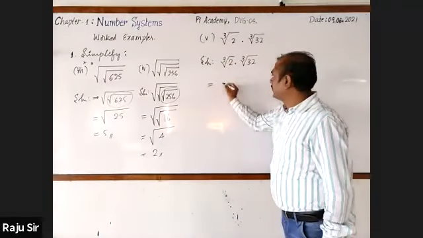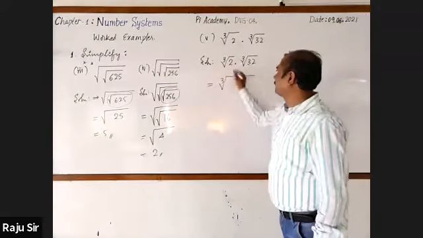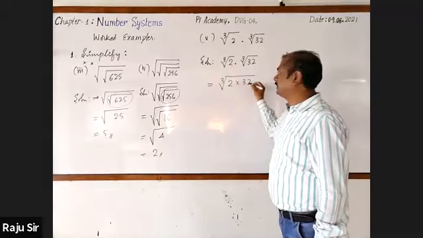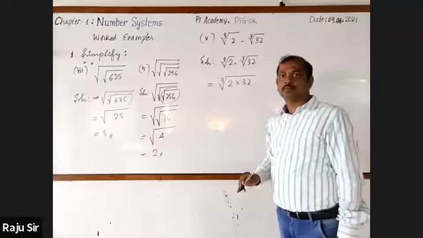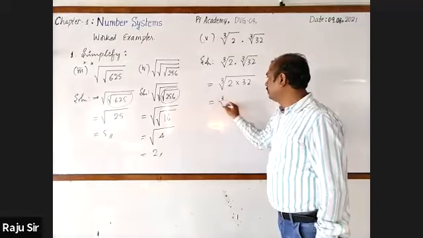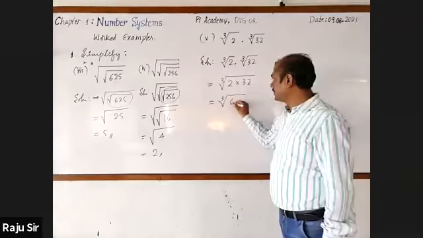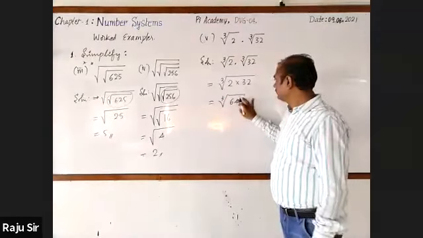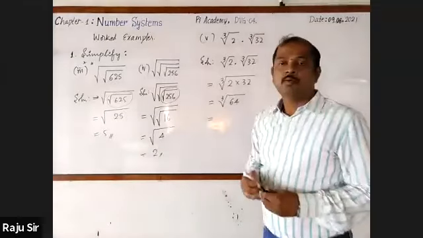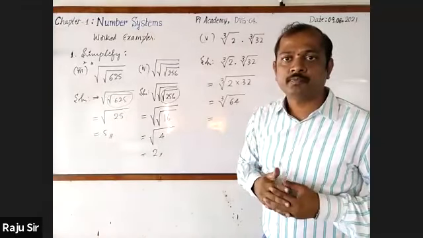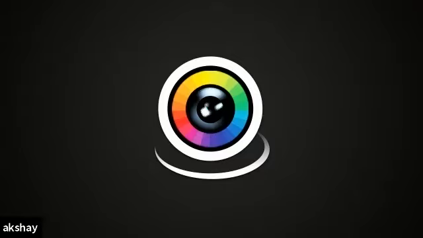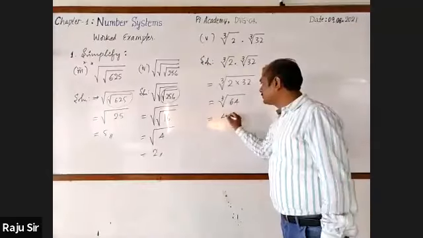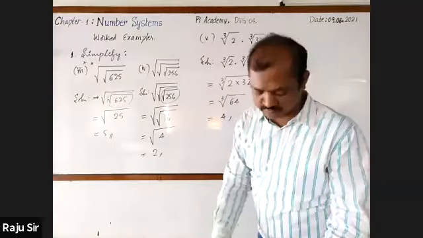The order is the same. Cube root of 2 into cube root of 32 is equal to cube root of 64, since 2 times 32 is 64. What do you say about 64? Perfect answer: 4. The cube root of 64 is 4. You can write it directly.